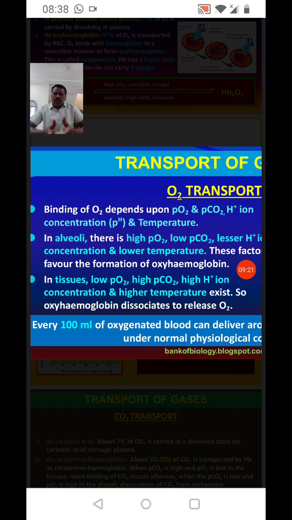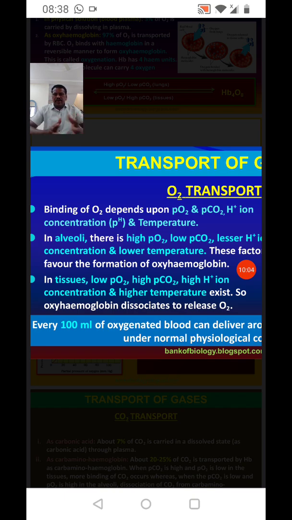In the alveoli, what happens? Oxygen diffuses into the blood, combines with the hemoglobin, and forms the oxyhemoglobin. Okay. What are the conditions at the alveoli? At the alveoli, the partial pressure of oxygen is high. Right? Particularly in the alveoli, the partial pressure of oxygen will be 104. In the blood, the partial pressure of oxygen is 40. That's why oxygen diffuses into the blood.